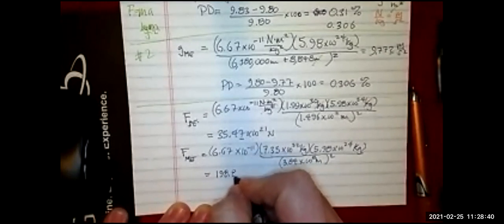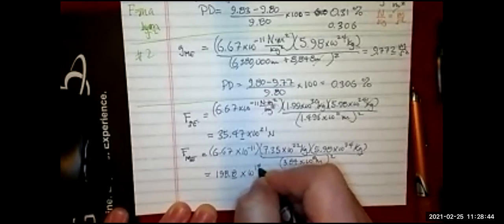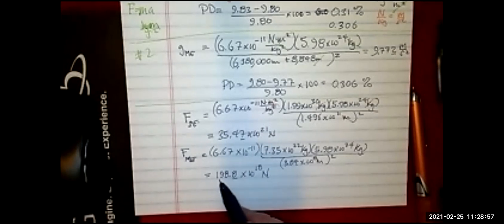198.8, carrying one extra sig fig, in other words, times 10 to the 18th newtons. So it's like a factor of, well, this would be 10 to the 20th, and that would be 10 to the 22, technically. So 2 times 10 to the 20th and 4 times 10 to the 22. They're pretty close, but you can see it's basically a factor of 100. Okay.